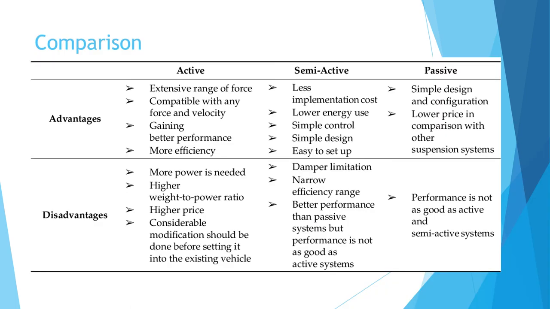After discussing the various types of suspension, meaning the active or fully active suspension system, the semi-active suspension system, and the passive suspension system, now it's time for the comparison of these three types of suspension system. The advantages of the fully active suspension are an extensive range of forces, compatible with any force and velocity. It gives better performance and has more efficiency.